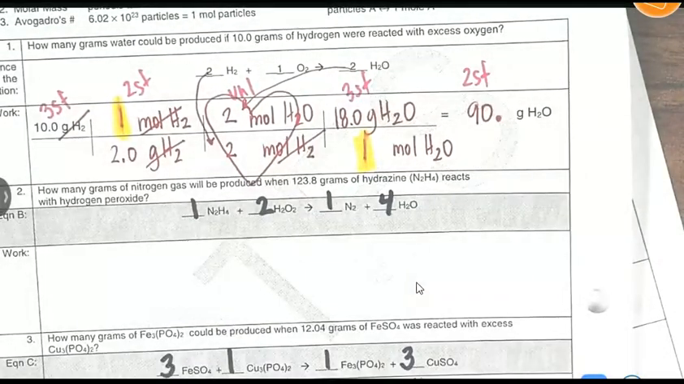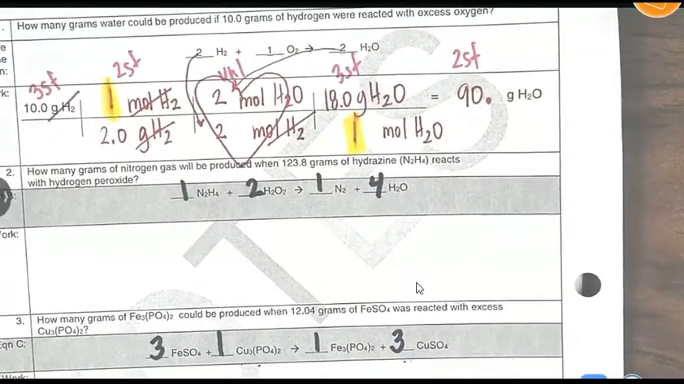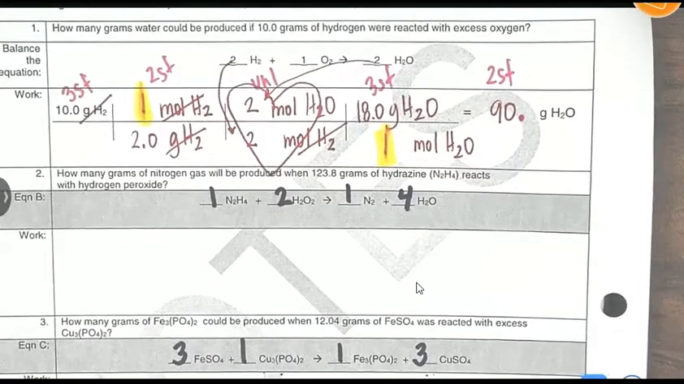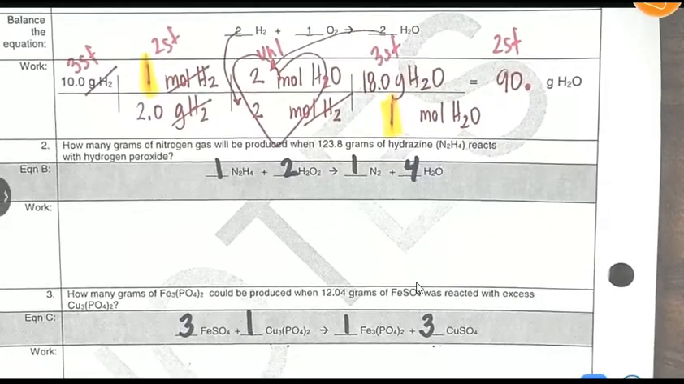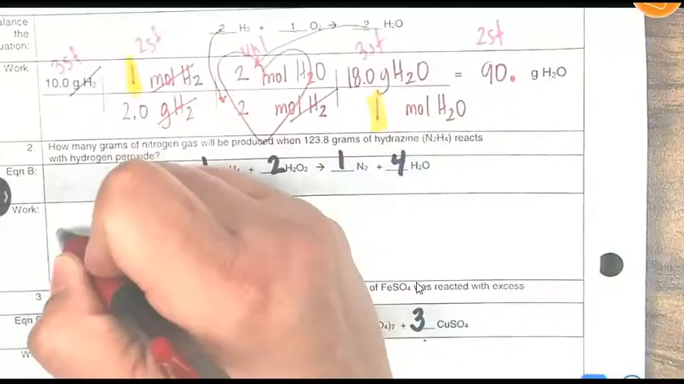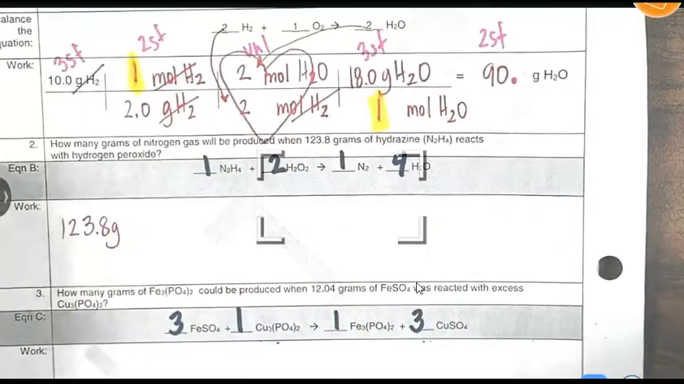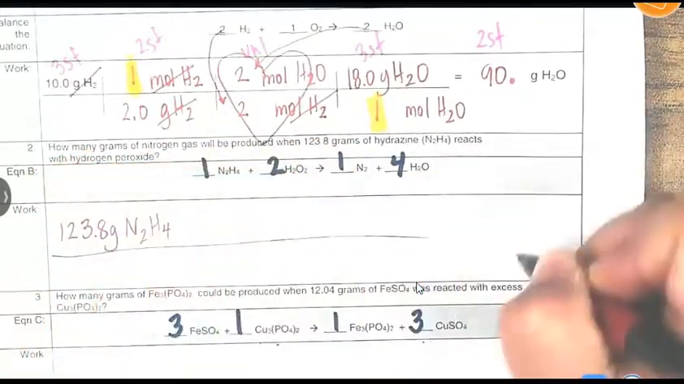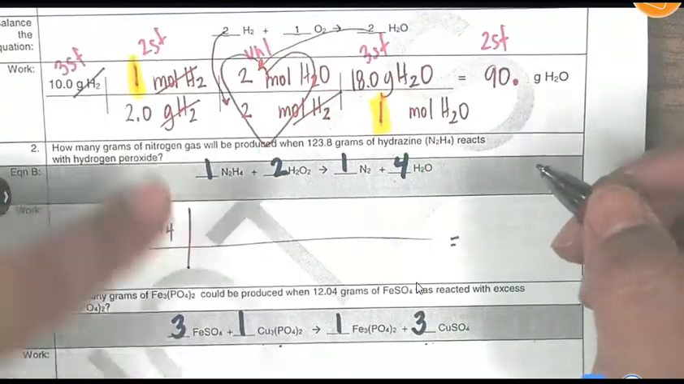All right, so now let's do the next problem. How many grams of nitrogen gas will be produced when 123.8 grams of hydrazine reacts with hydrogen peroxide? So my given is the measurement that has one number, one unit. So I'm going to write 123.8 grams, and it says hydrazine, so that's N2H4. And I'm trying to find how many grams of nitrogen gas.